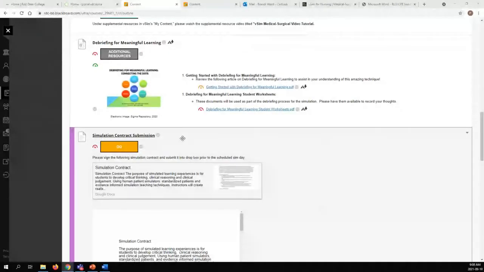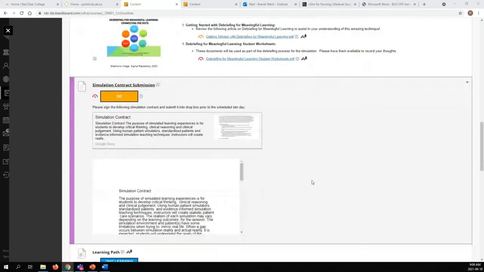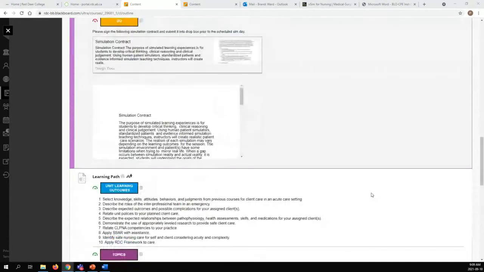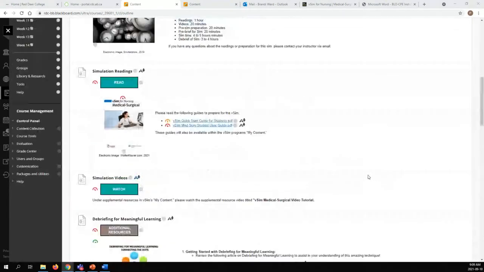As you are aware, again, simulation contract submission. This is just tying into what Curtis said about the safe learning environment. This is a contract between you, your instructor, and the simulation process, which we do want you to complete. We'd ask that you print it off, sign it, and then either send a picture and submit it into Dropbox or attach the document into Dropbox. Your instructors will verify that each one of you has submitted that contract. And so that's where we're at for now.